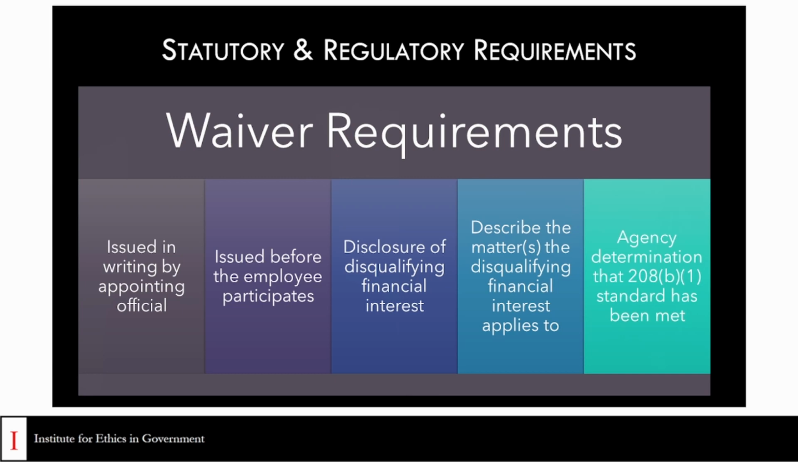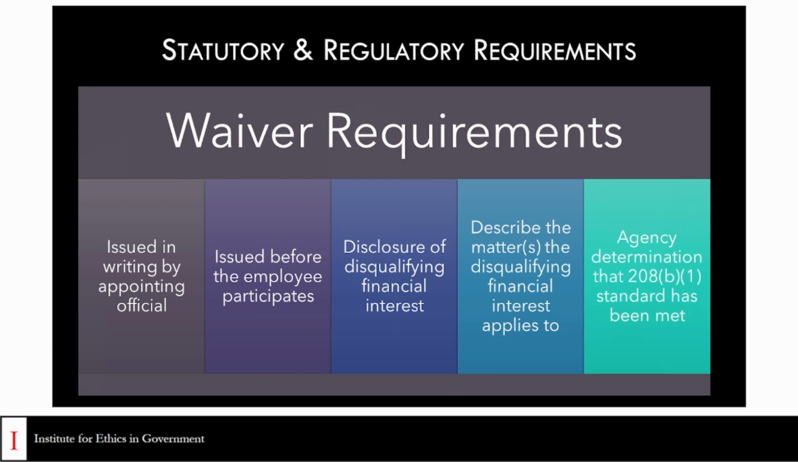First, the waiver must be issued in writing by the government official responsible for appointing the employee to their position. Now, this authority can be delegated and oftentimes is to the designated agency ethics official. Second, the waiver must be issued before the employee takes any action in the matters covered by the waiver. A waiver cannot, I repeat, a waiver cannot be given for conduct that has already occurred.